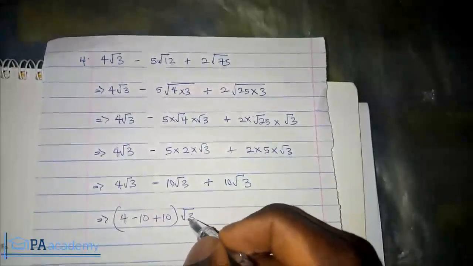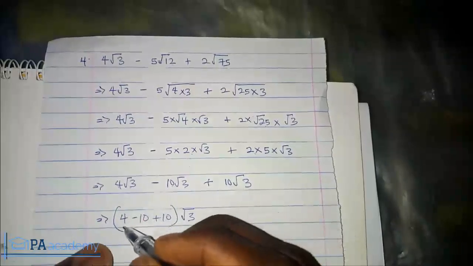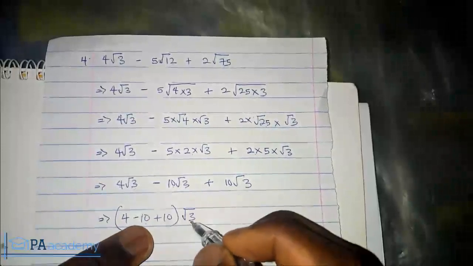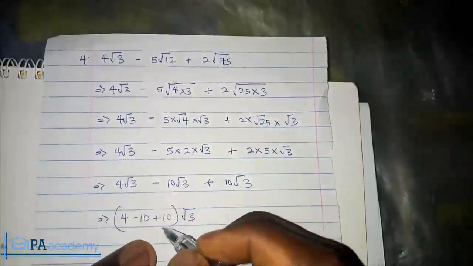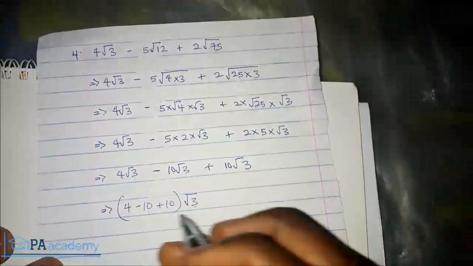So if you multiply root 3 with what we have in the bracket, it will take us back to this. Look at it. 4 times root 3 will give us 4 root 3. Minus 10 times root 3 will give us minus 10 root 3. Plus 10 multiplied by root 3 to give us 10 root 3. So you can see we are correct.